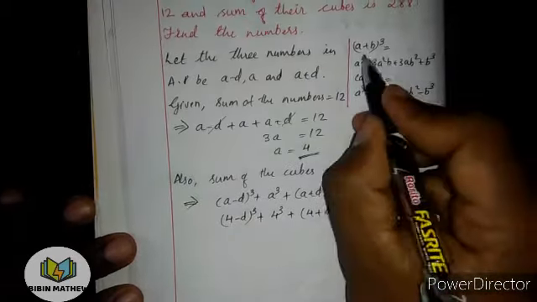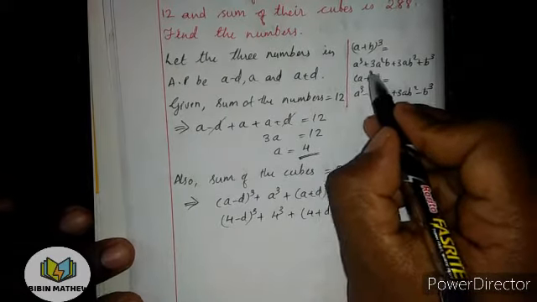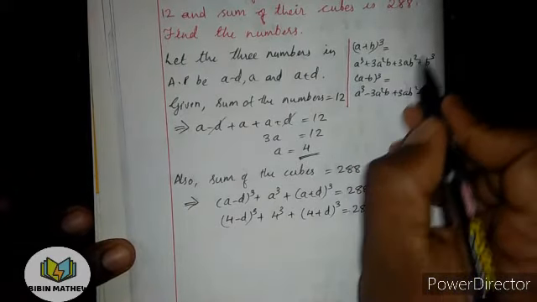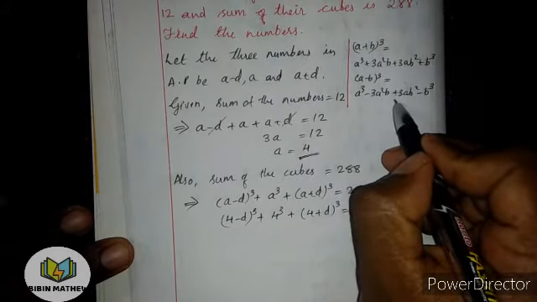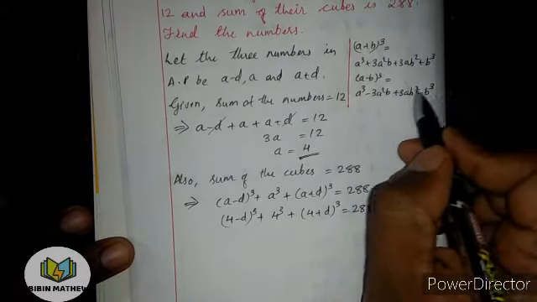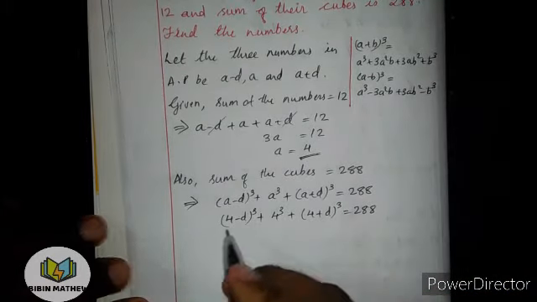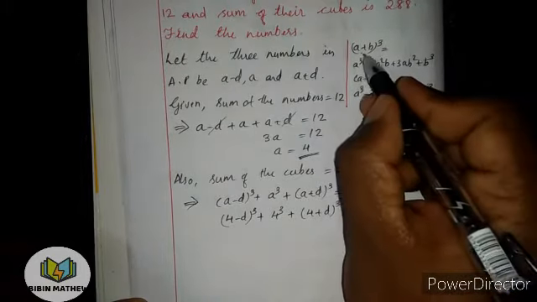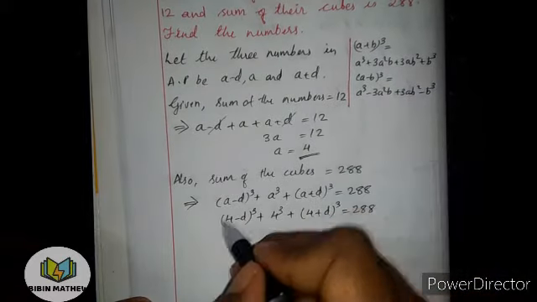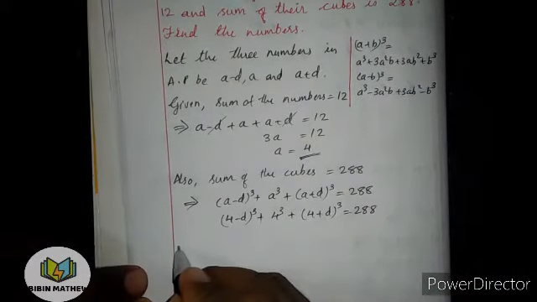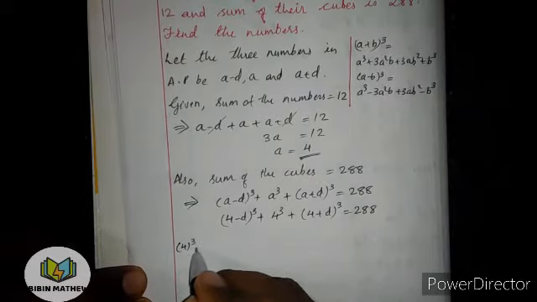Already we know what is a plus b the whole cube. It is a cube plus 3a square b plus 3ab square plus b cube. And a minus b the whole cube is a cube minus 3a square b plus 3ab square minus b cube. Let us substitute the values here. So 4 minus d, here 4 comes in place of a, d comes in place of b. So expanding this, first will come 4 cube, a cube.